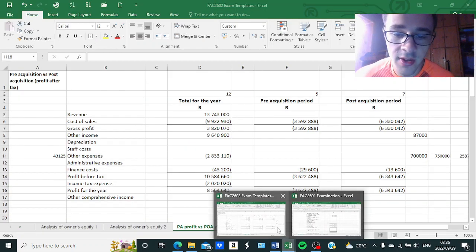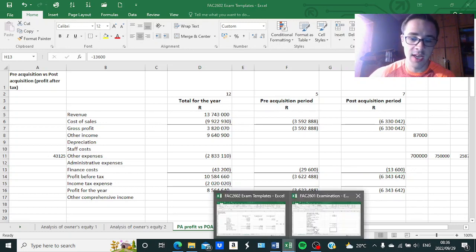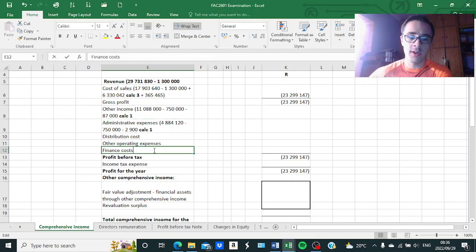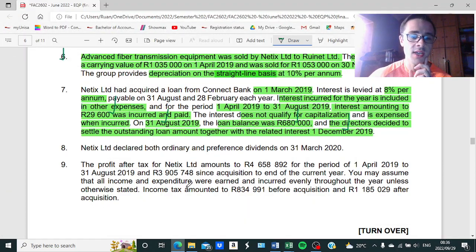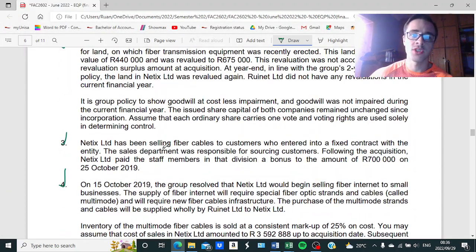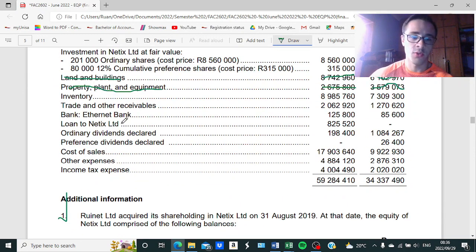Okay, how will this affect our calculations? No intergroup interest there, so nothing is eliminated. However, we need to include the 13,600 Rand as part of the group's finance costs. So in your consolidated statement of profit or loss and other comprehensive income, you will show finance costs according to calculation 3. The group's finance cost would be 13,600 Rand.